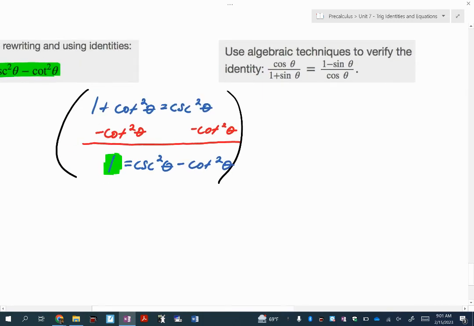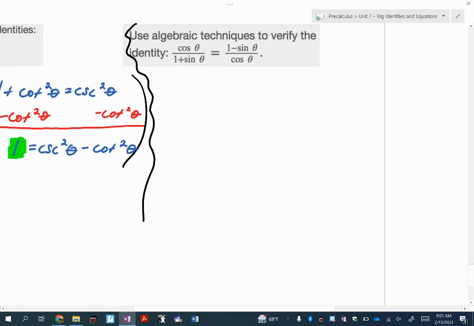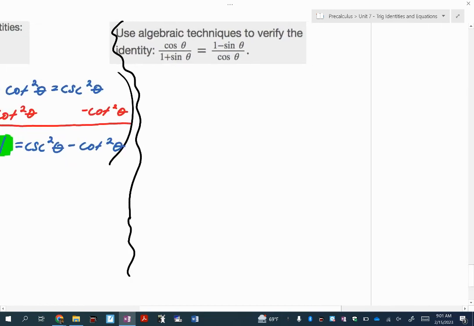Okay, let's go ahead and try this last one. It says, use algebraic techniques to verify the identity: cosine of theta over 1 plus sine of theta equals 1 minus sine of theta over cosine of theta. So actually, they look pretty much the same in terms of complexity, and there's a couple of ways you could do this.